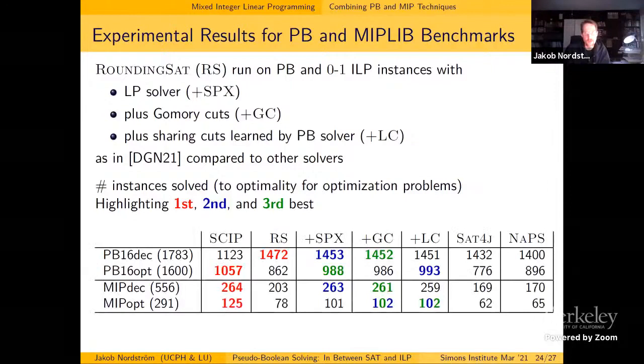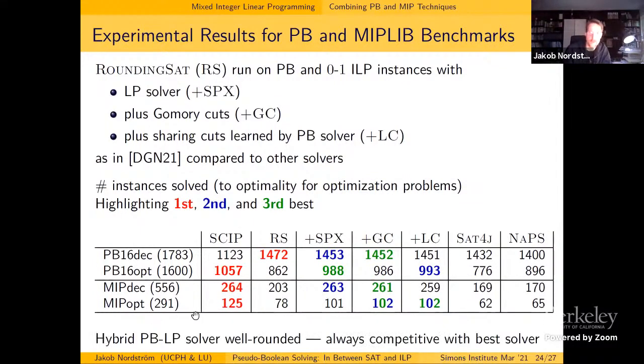Let's compare to some other benchmarks. So if we look at the pseudo-Boolean competition benchmarks, decision and optimization instances, and some MIPLib instances, again, decision and optimization problems, then, well, I guess we don't get the performance that we were hoping for. But at least the hybrid solver is always second best.